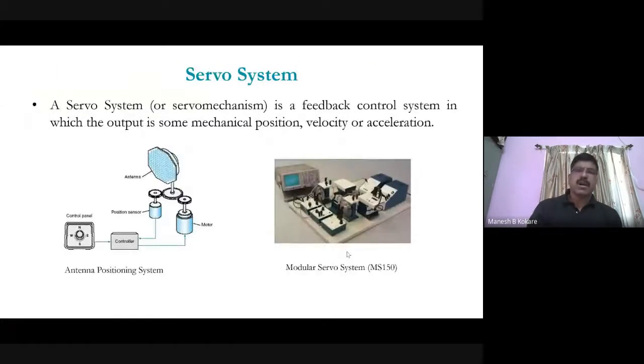Now we'll study the further differences between the other systems and so on. Now, the servo system is generally used in a control system. The servo system, also called a servo mechanism, is a feedback control system in which the output is some mechanical position or velocity or acceleration. For example, an antenna may be rotated.